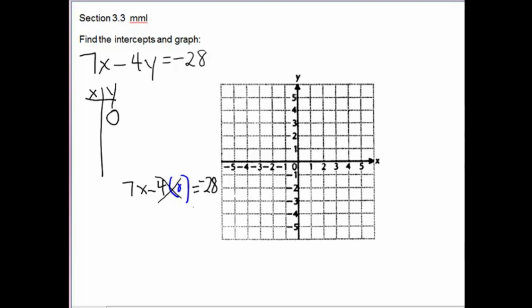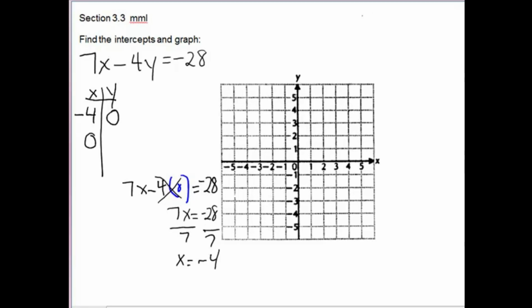4 times 0 is 0. So that's out. 7x equals -28. Divide by 7. x equals -4. Sorry, the x-intercept is -4, 0. Then we'll find our y-intercept, which says put 0 into the x. I'm going to go over here on the corner since I'm out of room.